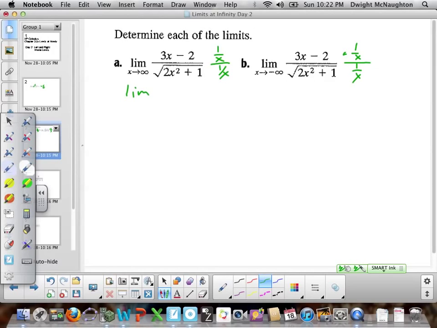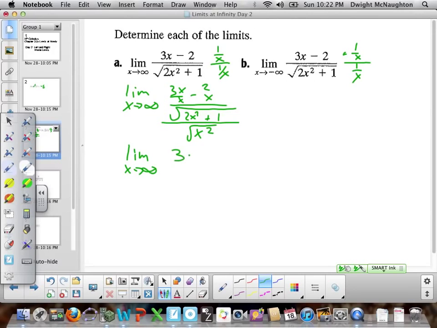As x approaches infinity, we'll have 3x over x minus 2 over x, and then the square root of 2x squared plus 1 all over x. We can't cancel on the bottom yet, but I'm going to rewrite my x as the square root of x squared. I didn't change it. It just looks different because I need it to fit into that radical. And then when I do that, let me simplify the top first. We get 3 minus 2 over x.